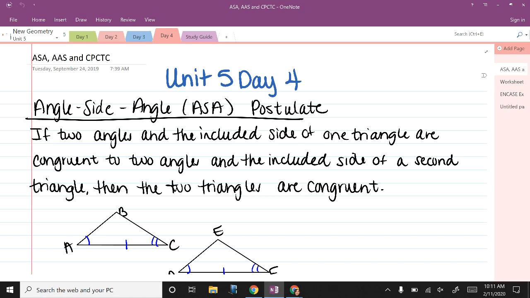So yesterday we proved that triangles were congruent by the methods of side, side, side, and side, angle, side. And then when we had a right triangle, we could use hypotenuse leg. Correct? Okay. So today we're going to add two more theorems that we can use to prove that triangles are congruent.